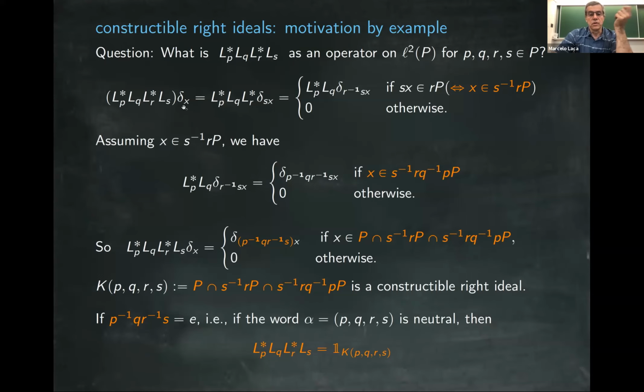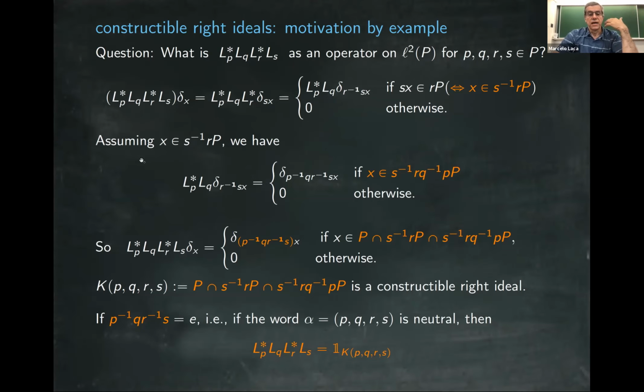So to compute, use the orthonormal basis to put a vector delta sub x, and you multiply on the left by LP star, LQ, LR star, LS. And when the LS meets the delta x, it simply multiplies by S. But when the LR star meets the SX, it wants to divide it. But it cannot always divide it because SX may not be a multiple of R. Well, if that's the case, the result is 0. But if SX is a multiple of R, then you divide and you put delta R inverse SX, because now this R inverse SX is in P.